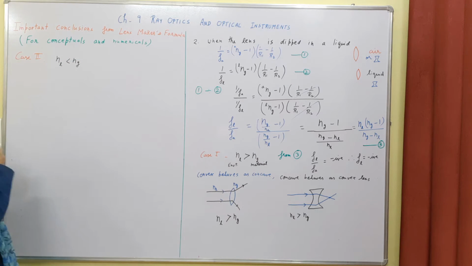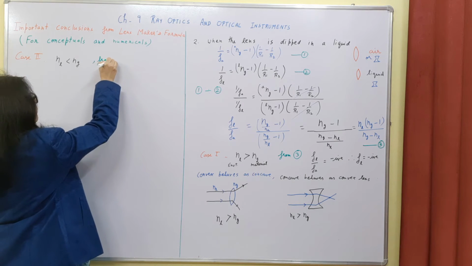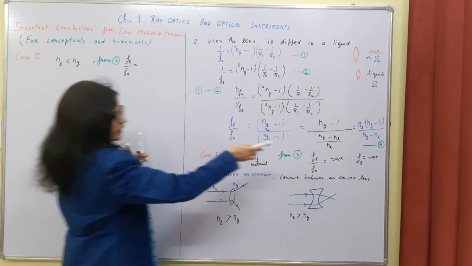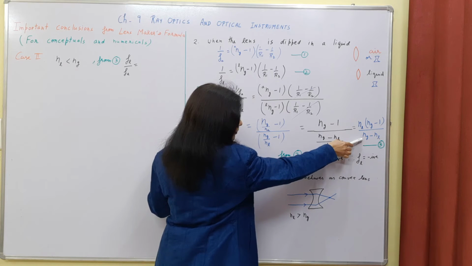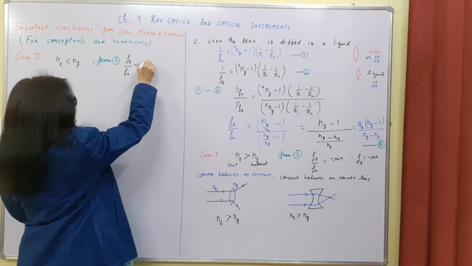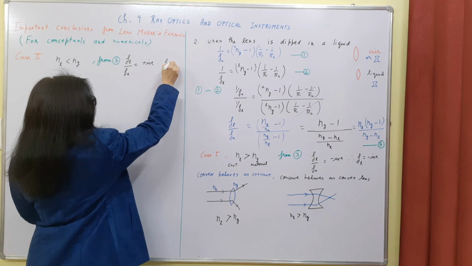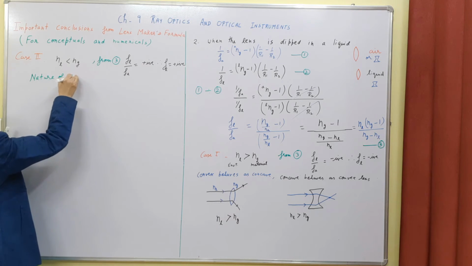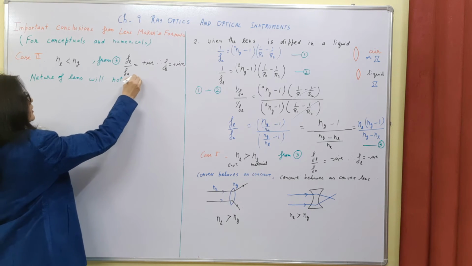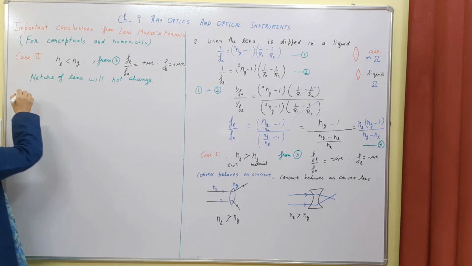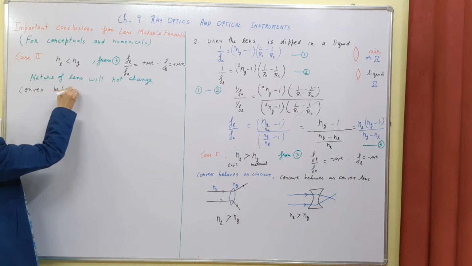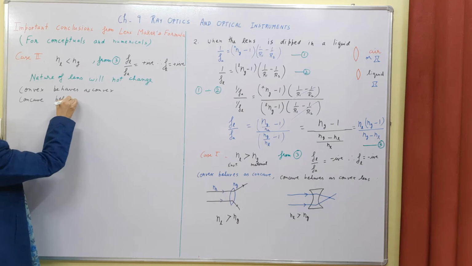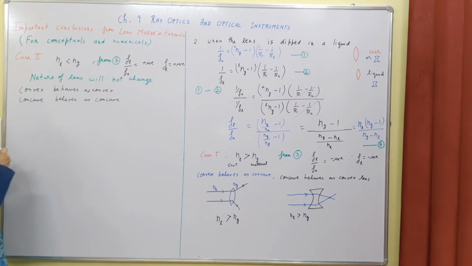So what will happen? From 3, FL upon FA is equal to, look at 3, here we are saying that NG is greater. So the denominator will be positive and this is already positive. So this will come out to be positive, therefore FL is equal to positive quantity. What does that mean? That the nature of lens will not change. What does that mean? Convex will remain convex. And concave behaves as concave. So what does that mean?